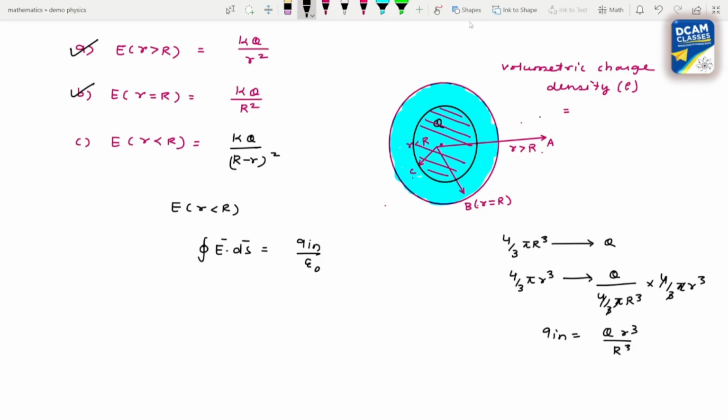No. Let's first understand what is volumetric charge density. It's the total charge divided by volume, which means it is charge per unit volume. In this case, it will be capital Q by 4 by 3 pi capital R cube, because the volume of the sphere is 4 by 3 pi capital R cube. If you need to find out the charge of this Gaussian sphere, it will be rho into 4 by 3 pi small r cube, same thing. Either way you can do.